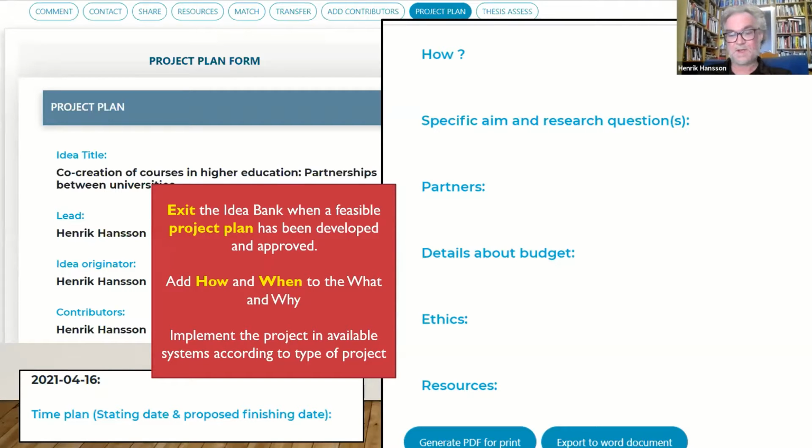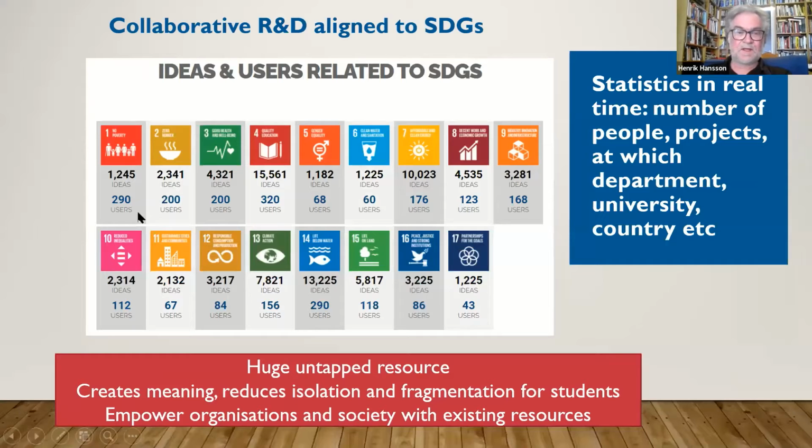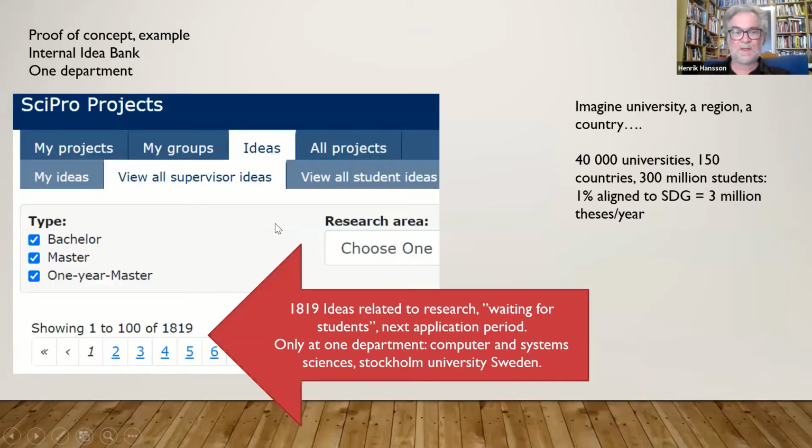That's the exit from the idea bank. And then we could have statistics relating to how many projects are going on in Catalonia, in Stockholm, in Rwanda, in Thailand, and so on. Together, we could have communities here. And now I come to my experience.